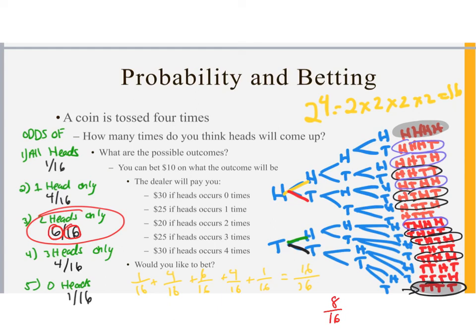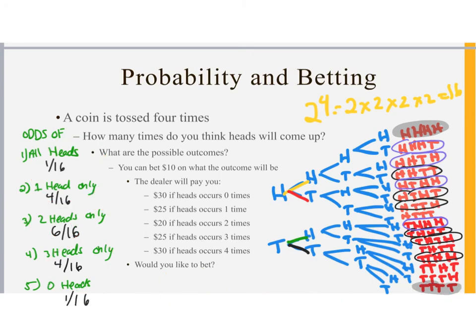The reason it's still the most likely is because all the other possibilities have a lower likelihood each of occurring compared to getting 2 heads. So let's take a look at our best bet in this scenario. If you had $10 to bet that heads would come up 0 times, 1 time, 2 times, 3 times, or 4 times, if you had to bet, your best bet is to bet on 2 heads.